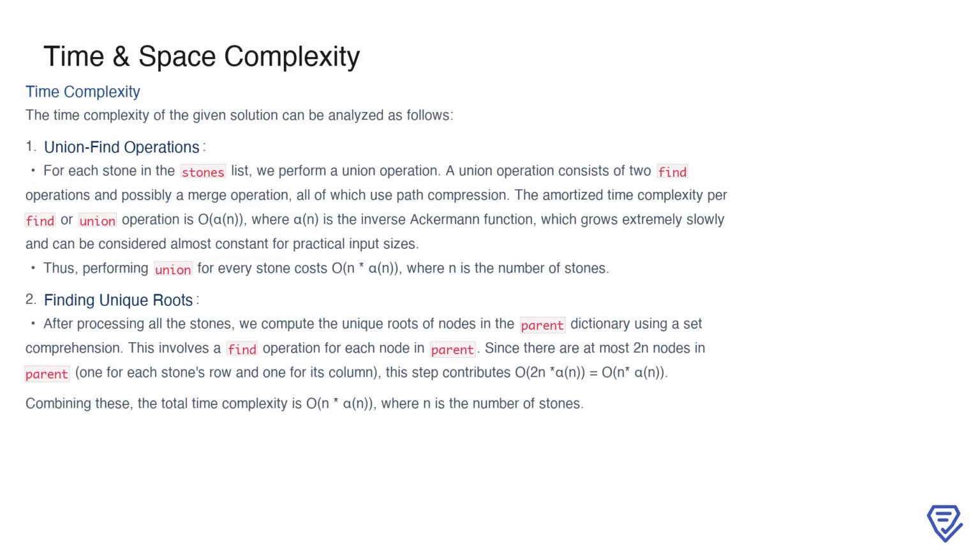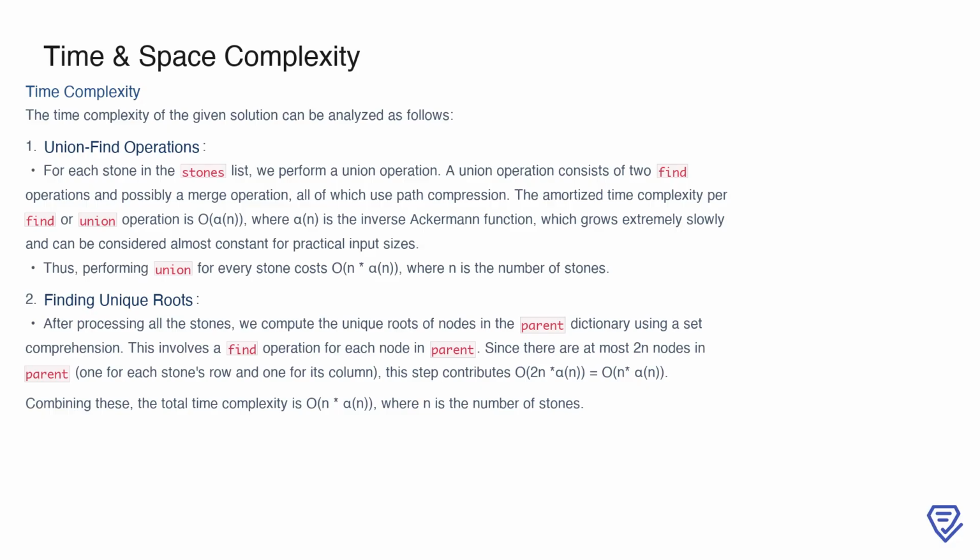To analyze the time complexity of this solution, we start with the union find operations. For each stone in the input list, we perform a union operation. A union operation involves 2 find operations and potentially a merge operation. Thanks to path compression, the amortized time complexity of each find or union operation is O(alpha(n)), where alpha(n) is the inverse Ackermann function. This function grows so slowly that, for all practical purposes, it can be treated as nearly constant. Since we perform a union operation for each of the n stones, this part of the algorithm contributes a total of O(n * alpha(n)) to the time complexity.